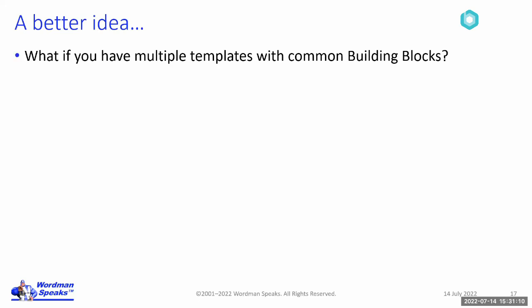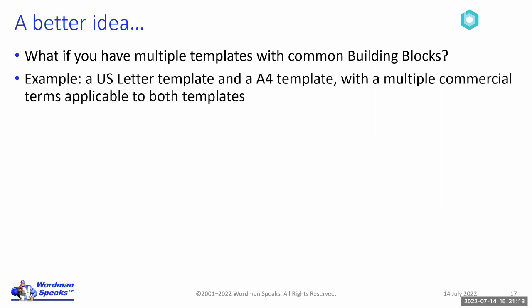What if we had multiple templates with common building blocks? So for example, at SMA, we have a US letter template, which is what we use most of the time. And we have an A4 template, which we use when we're bidding to international clients. We also have portrait and landscape versions of those. So we actually have 4 different templates. But they all kind of look the same. They have the same styles in them. They have the same headers and footers, but obviously the page size is different. The orientation is different, but the requirements for the content are very much the same.